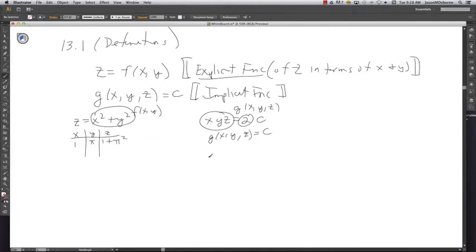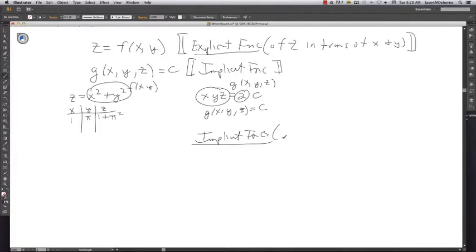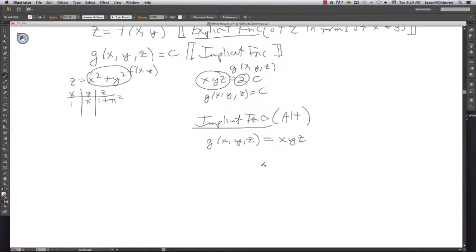In the book, you'll see another form of implicit functions, so let me prepare you for what's in the book. In the book, you'll see something that will just be of the form g of x, y, z. They will pick some expression, in this case xyz. There's your expression in x, y, and z. So this is just an expression in those variables.